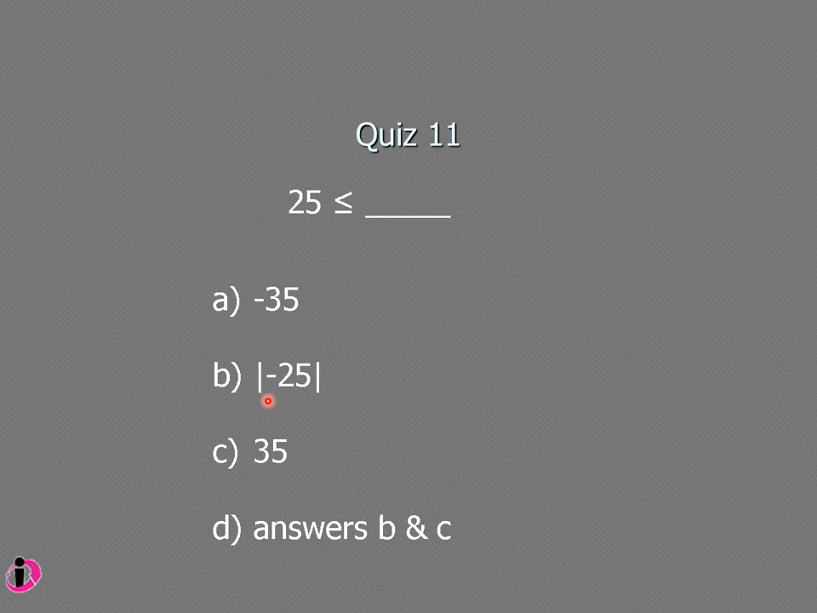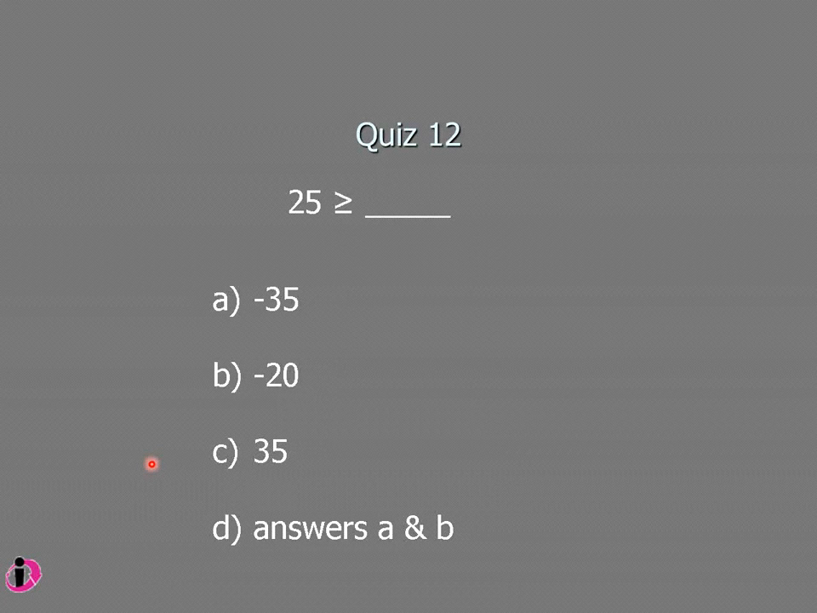How about here? 25 is less than or equal to... the right answer is B and C. So which is D? 25 is greater than or equal.